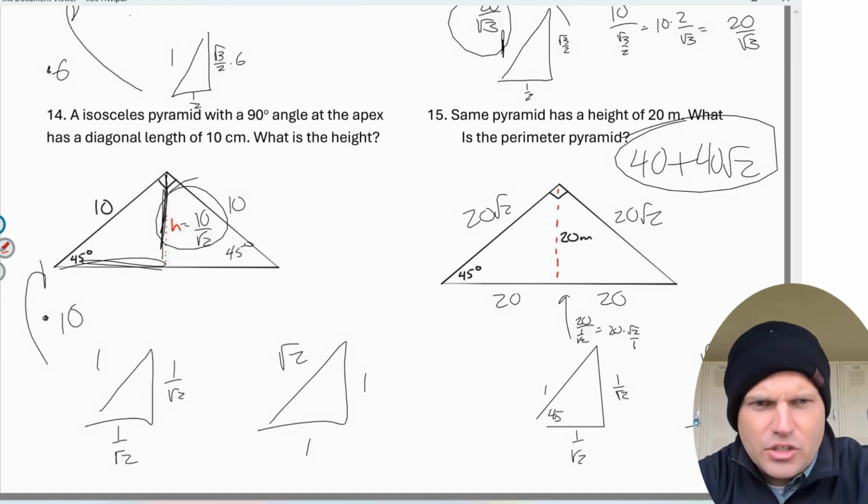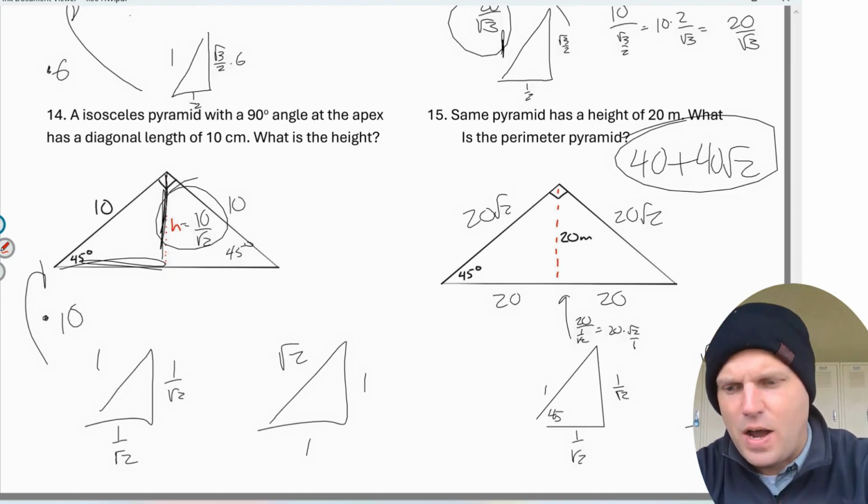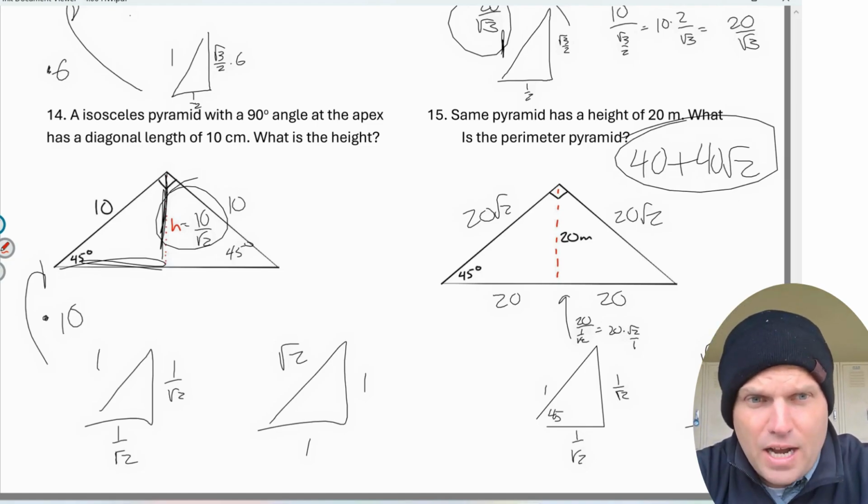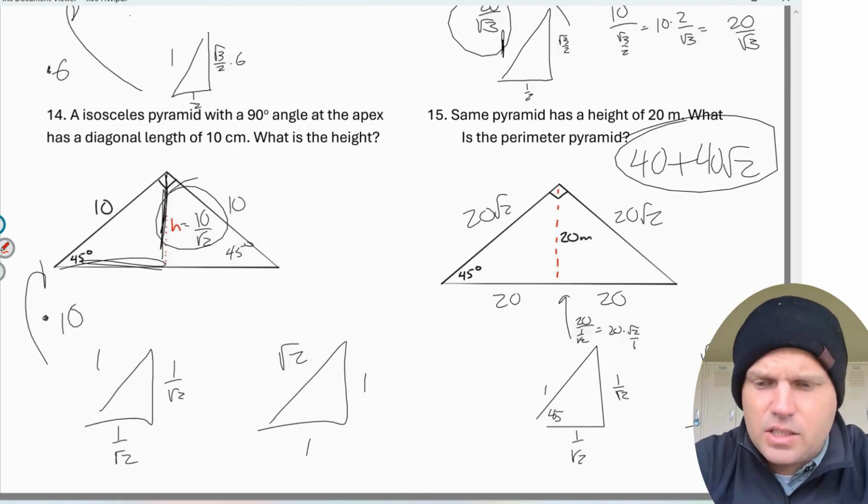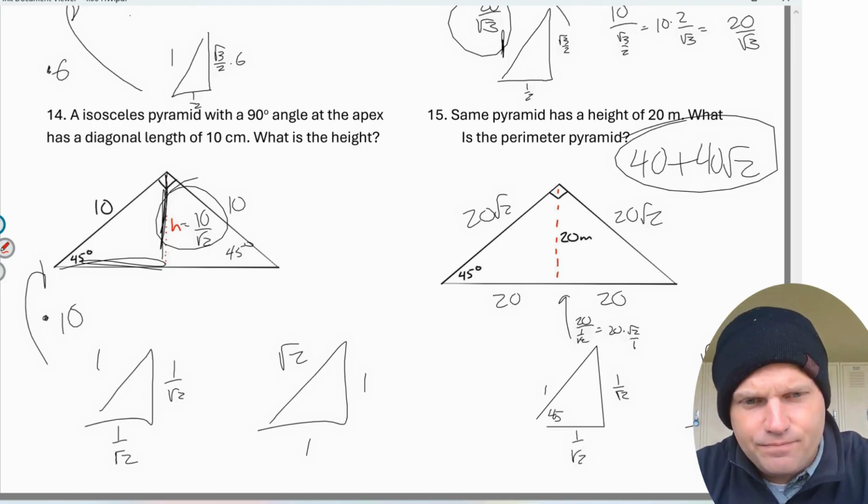Okay. So just scaling triangles we know, but you have to know the triangles. I hope you're not copying this stuff down. And we got a review day before the test. Peace.